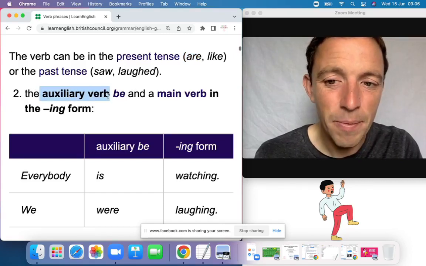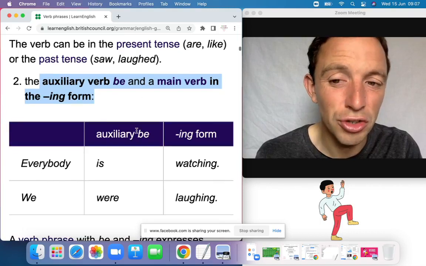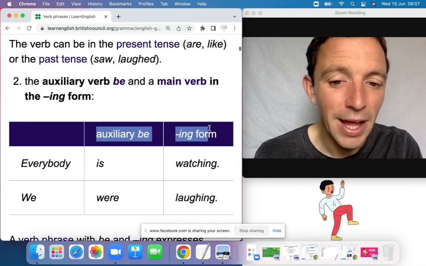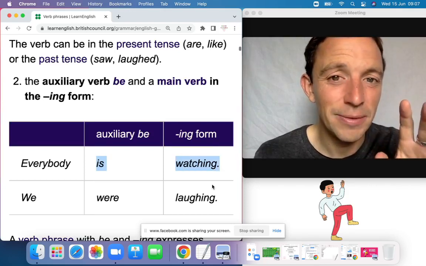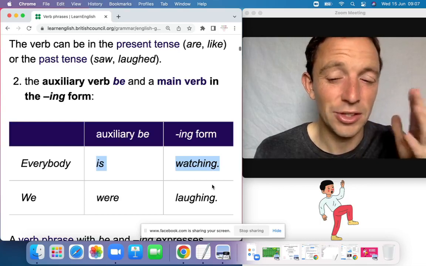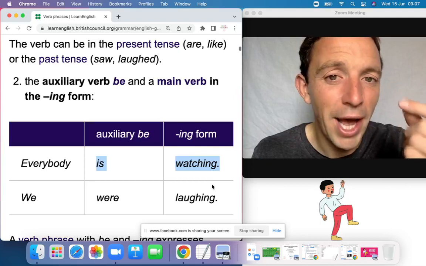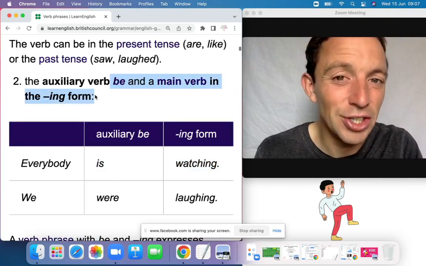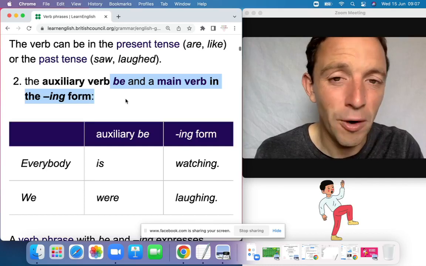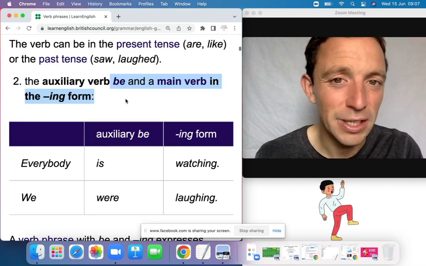The auxiliary verb be and the main verb in the ing form. This is another verb phrase, another structure with the verb to be and the ing. Okay, this is considered the continuous. This is considered the present continuous, the past continuous, or the future continuous when you have the verb to be plus the principal verb in the ing. This combination, this formula is the continuous, past continuous, present continuous, future continuous as well.